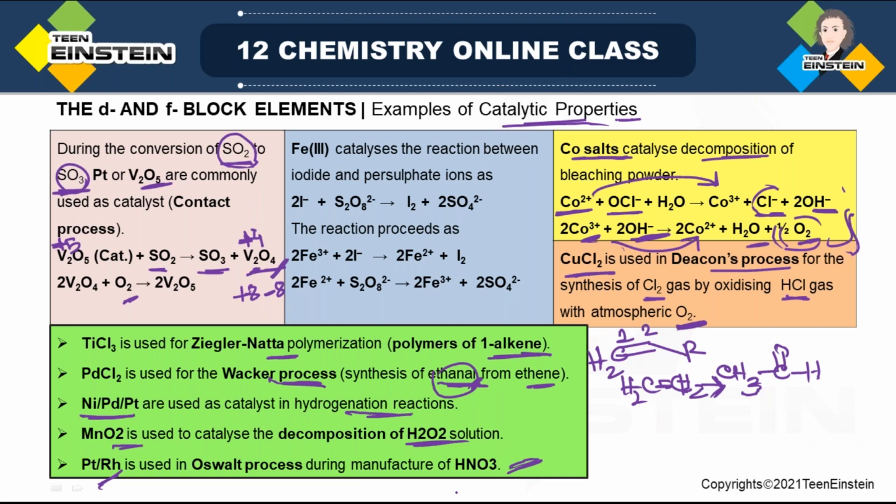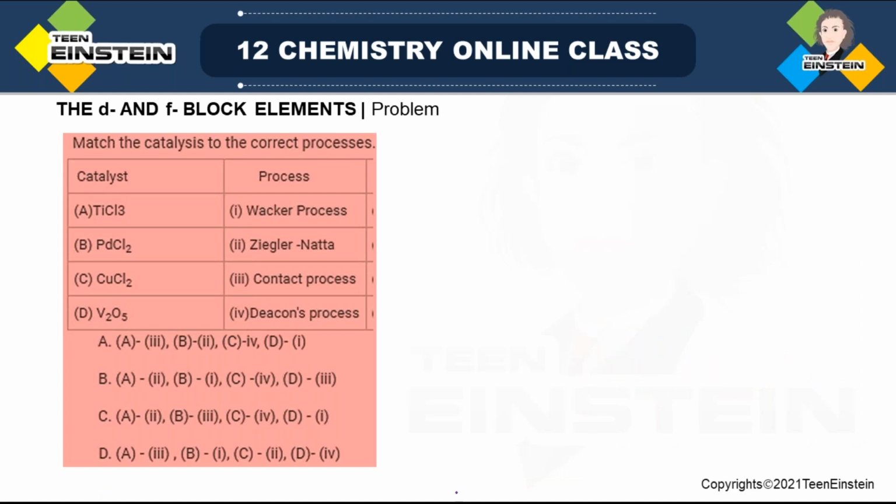Now, based on these examples, see this problem. Here we have 4 catalysts in the first column, and the processes in the second column. So you have to match it, that is, which catalyst is used in which one. PdCl2, it is Wacker process, we have just discussed. TiCl3, Ziegler-Natta. So B is 1, A is 2. A is 2, B is 1, that you can find in this option.